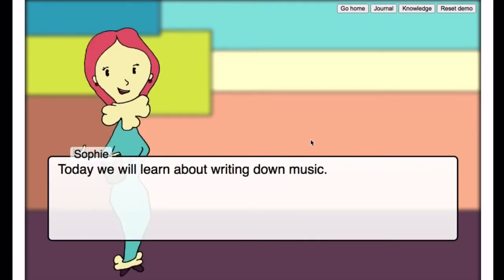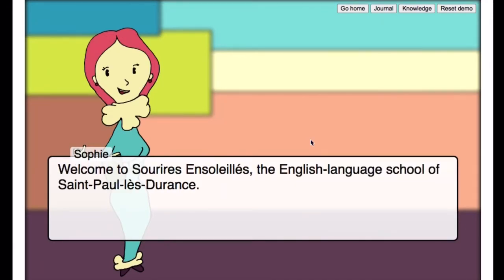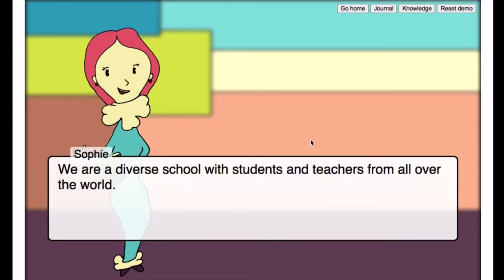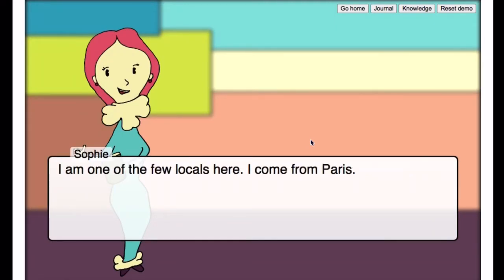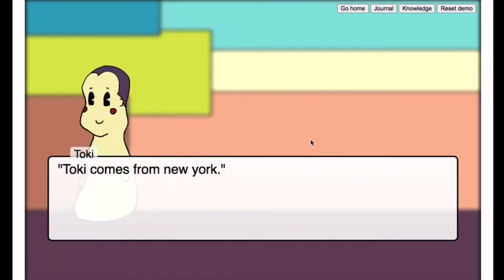Today we will learn about writing down music. But first we have to make introductions. A new friend is joining our class today. Please welcome Toki. Hello, Toki. My name is Sophie. Hello. Welcome to Syria and Soligal's English Language School of St. Paul, Netherlands. We are a diverse school with students and teachers from all over the world. I am one of the few locals here. I come from Paris. Where do you come from, Toki? Toki comes from New York.